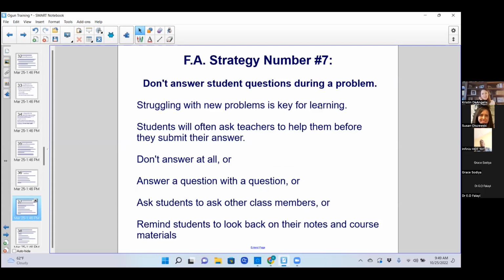This is hard. I struggled with this one. Don't answer their questions during the problem. If you have a problem on the board and they start asking you questions about it, sometimes you might think you're helping, but you're really just giving them the answer, and then we're not getting a fair assessment of what they know.